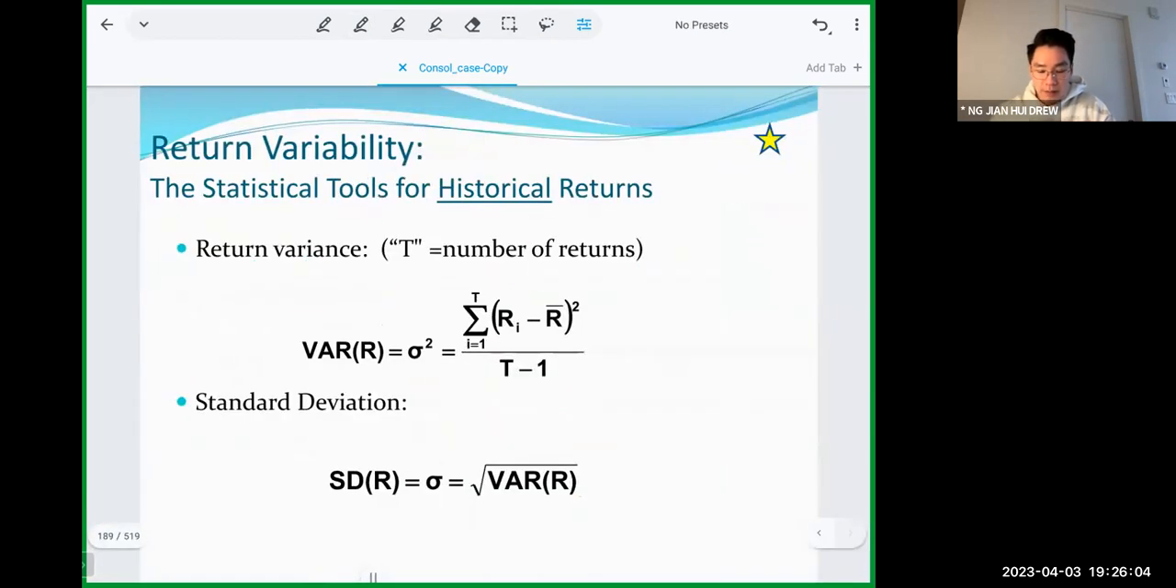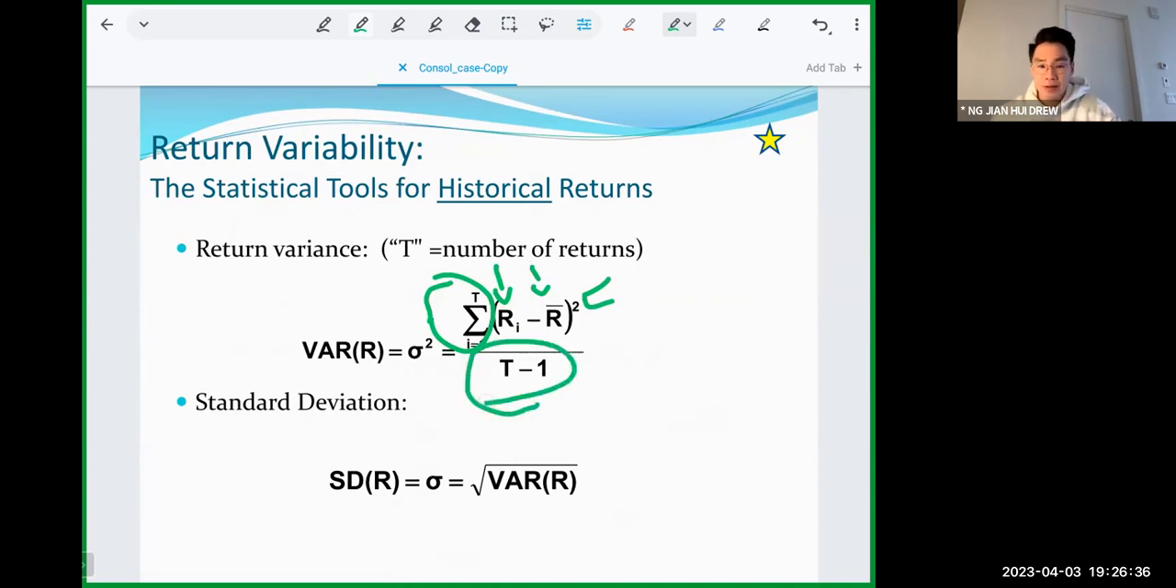The formula for this is simply you take the return for that year, that month, minus the average return, and then you square it. Then you sum it, so you add all these squared values. We have an example later to have a look, so don't worry. And then the thing is, we need to take t minus 1.